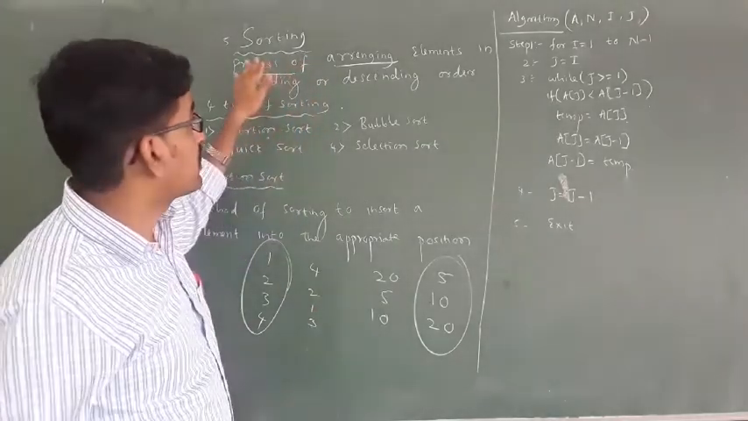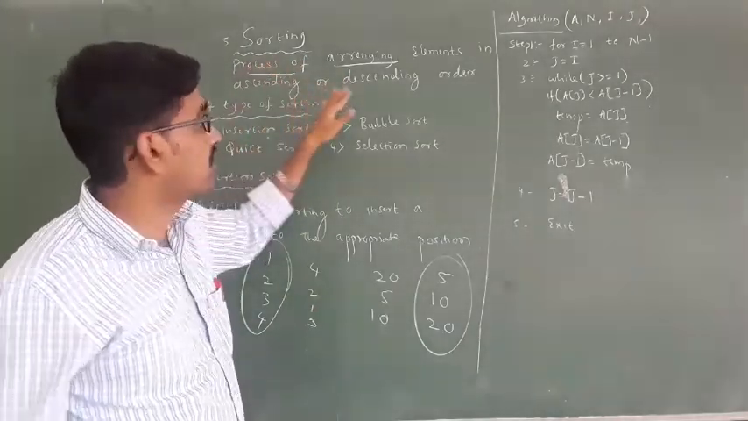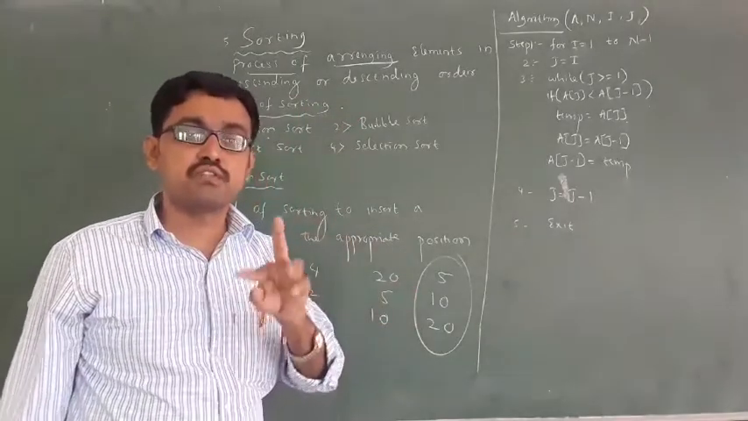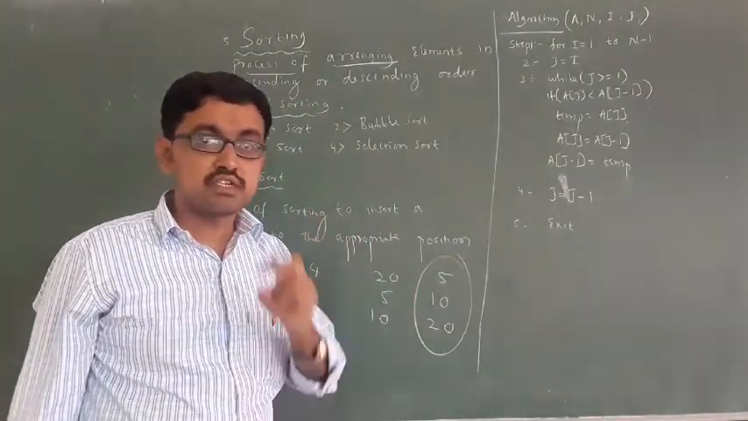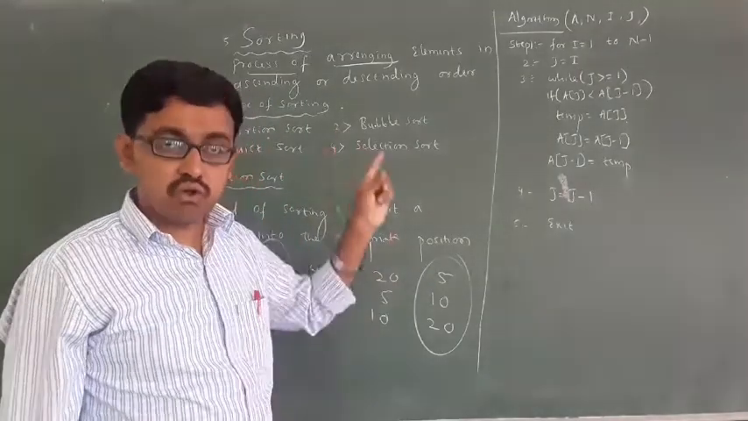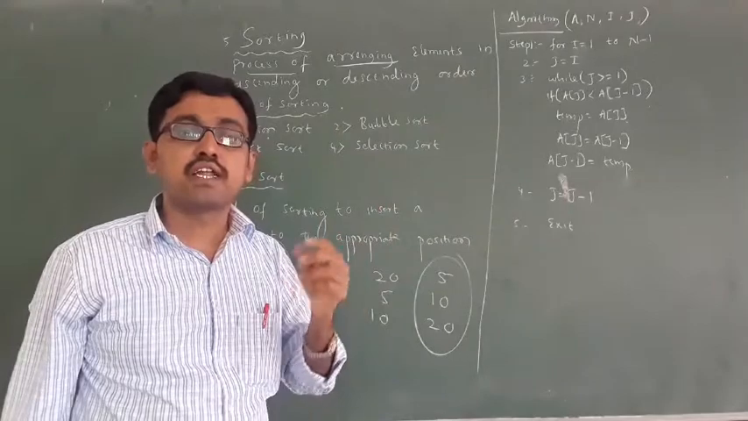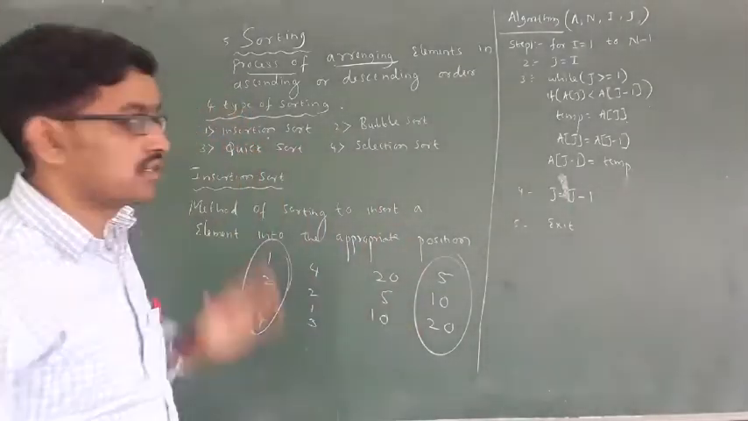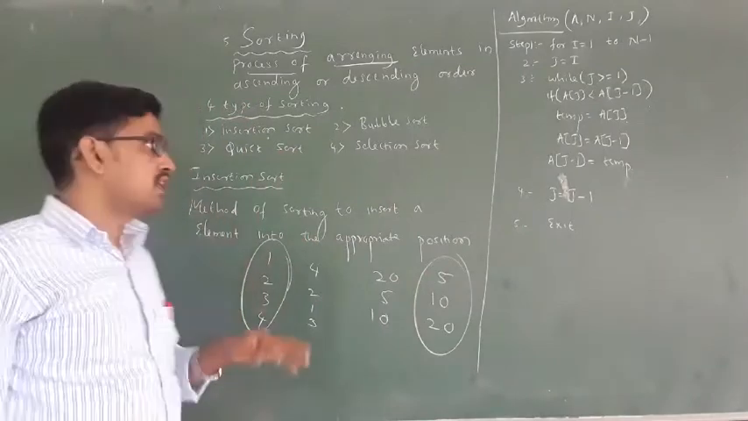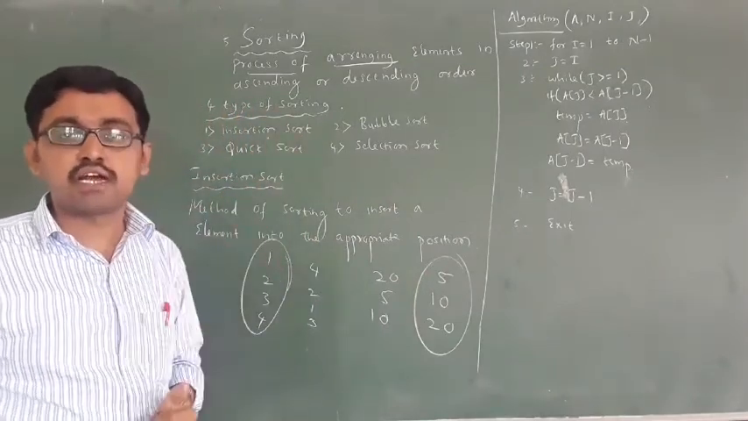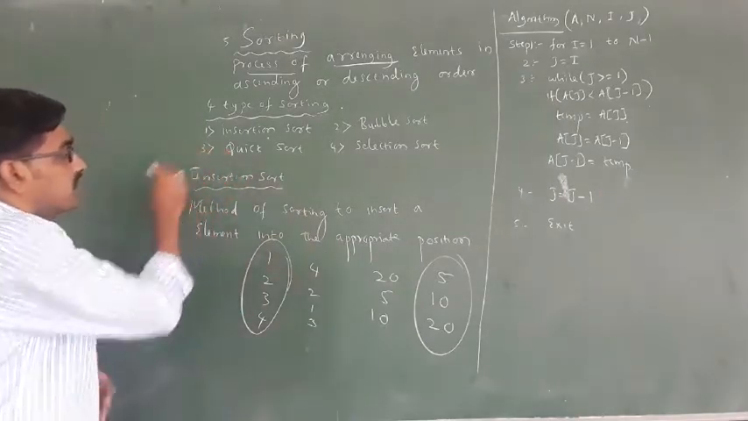Sorting means arranging the elements in ascending or descending order. In examination they will ask you to write the difference between searching and sorting. Searching means finding the location of an element. Sorting is the process of arranging the elements in ascending or descending order. Then in examination they will ask you to mention the types of sorting, a 2 marks question. There are 4 types of sorting we have.